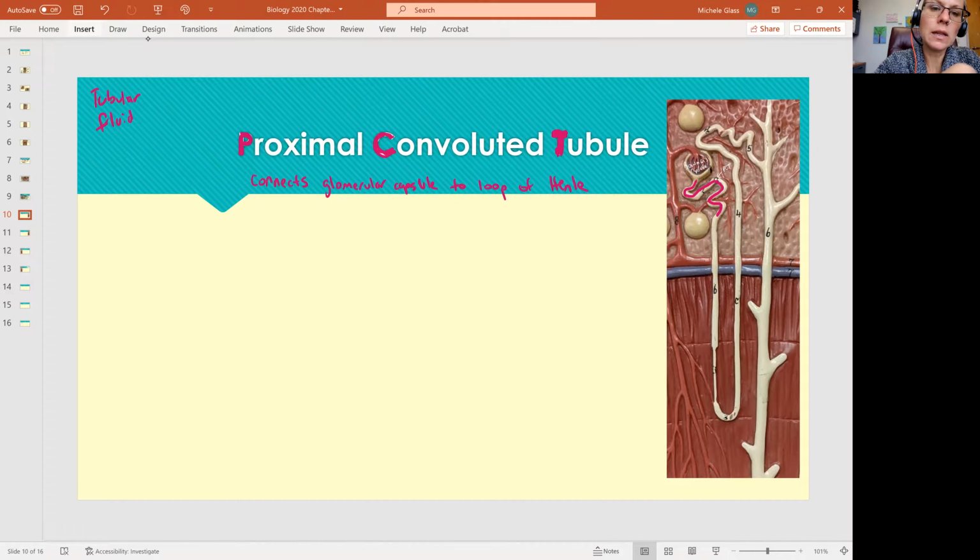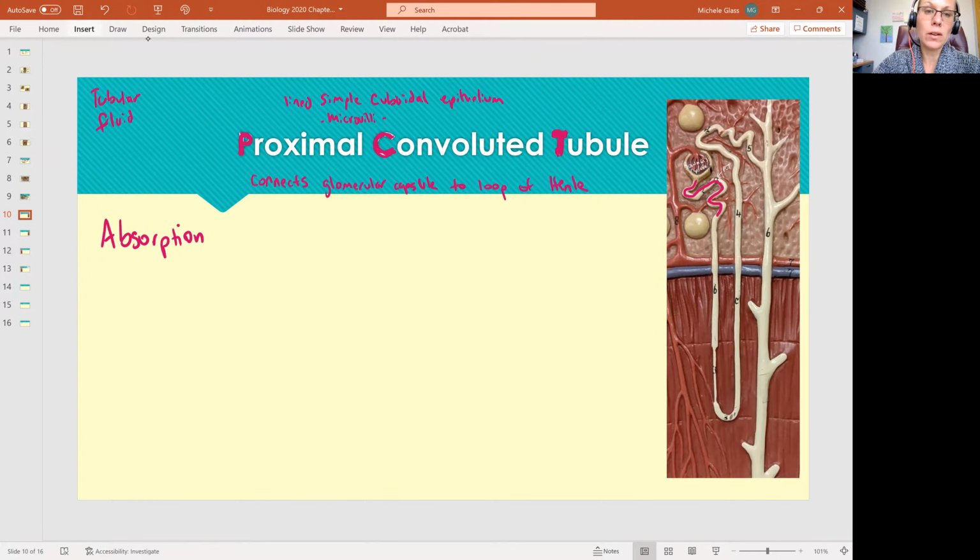And remember, we said that it's going to be lined with simple cuboidal epithelium. And we're going to see microvilli. So we're going to have another brush border here, just like we talked about in jejunum. Now, what we're going to be seeing is the main job of the proximal convoluted tubule is absorption.